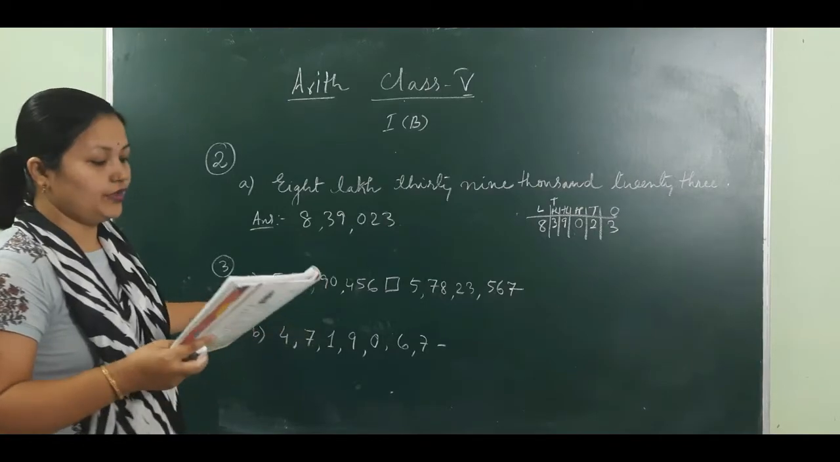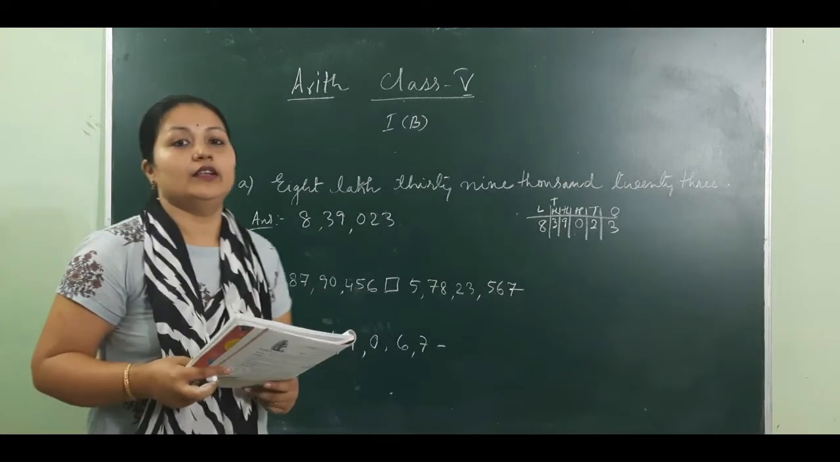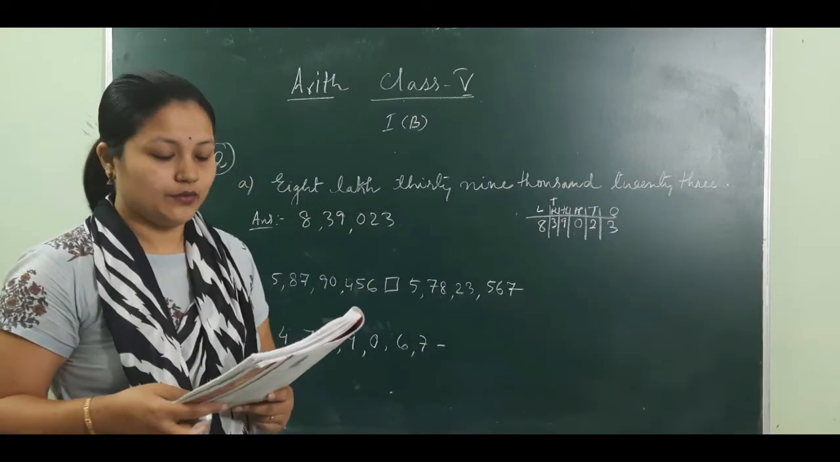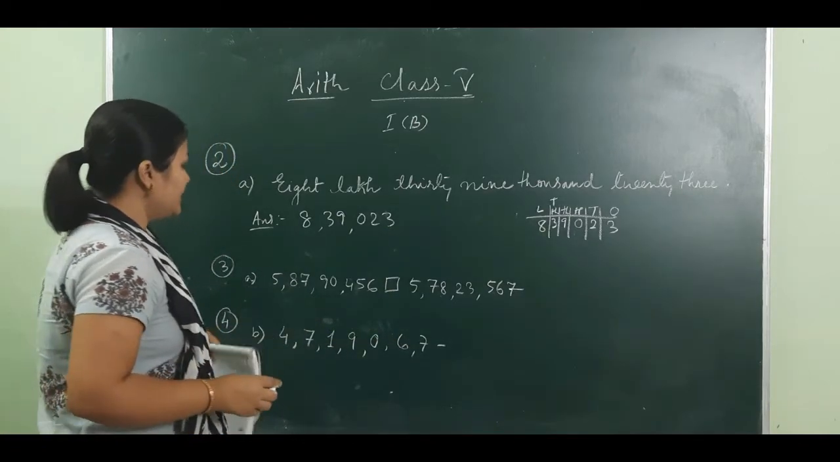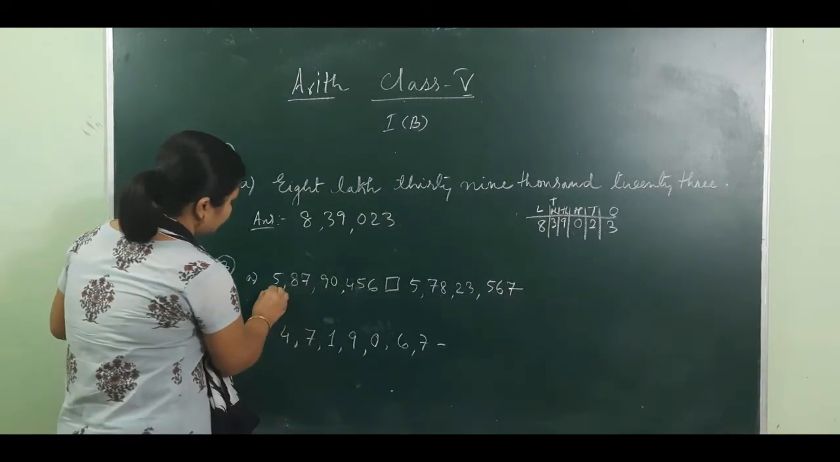Then question number 3 is compare using greater than, less than or equal to symbol. So to do this, you have to see the first digit.